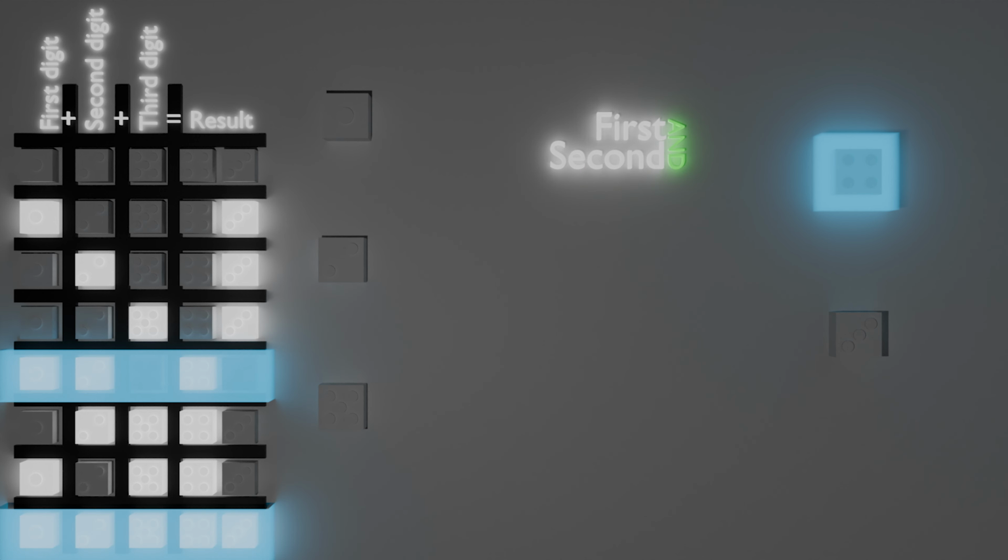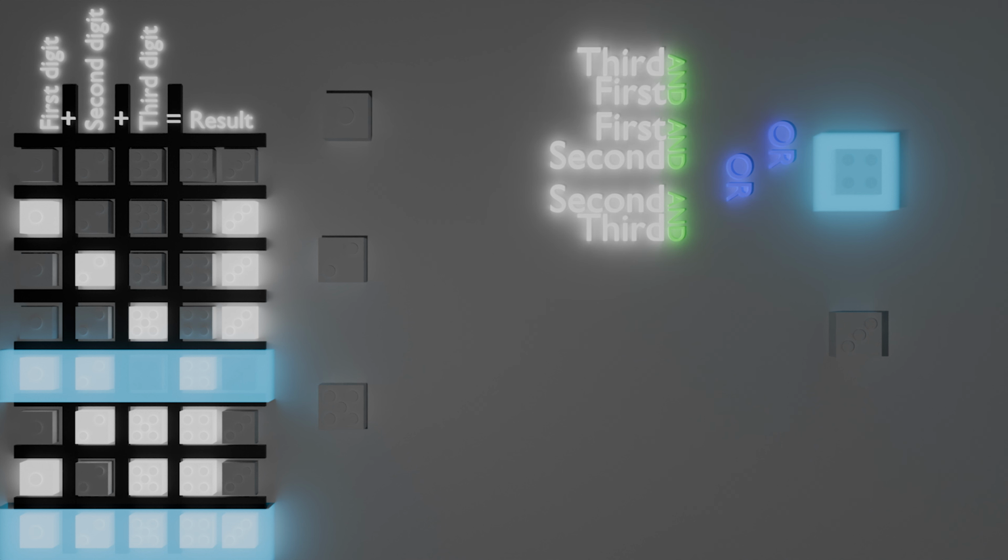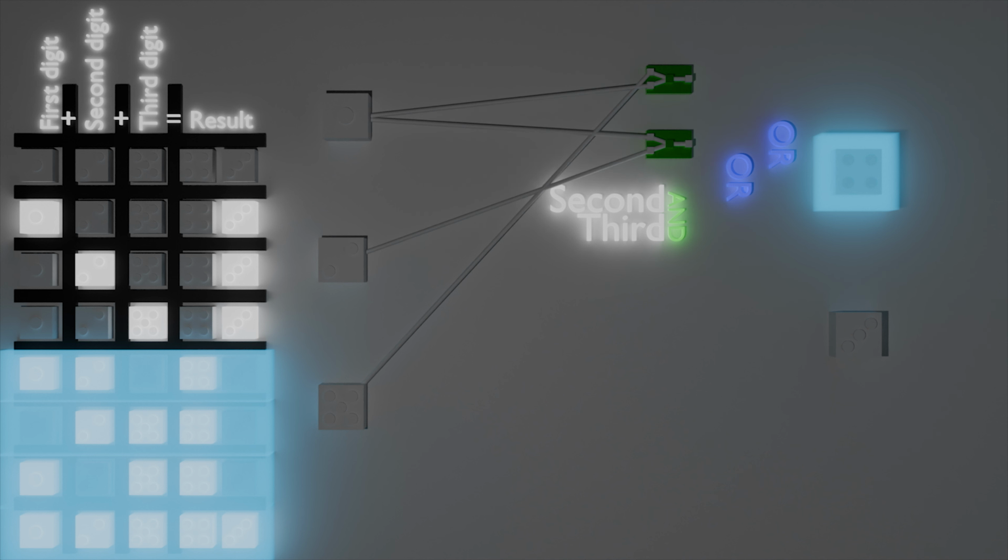Now, when should this one be up? Well, we already know this should be up if the first and second, or second and third, or third and first are both up. So now, just like before, we can just turn this sentence into logic gates, and that's it for the second bit.